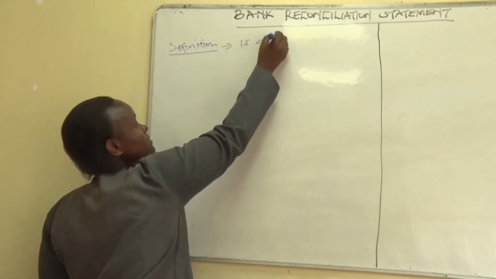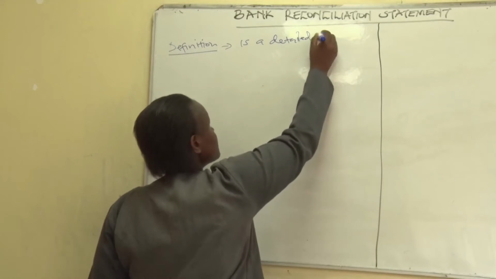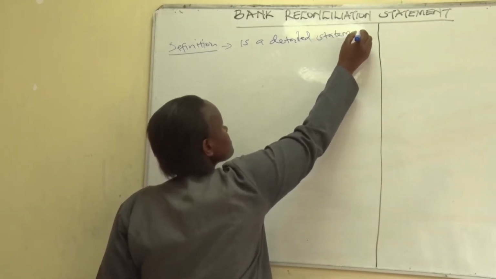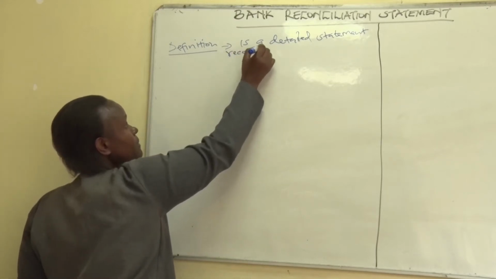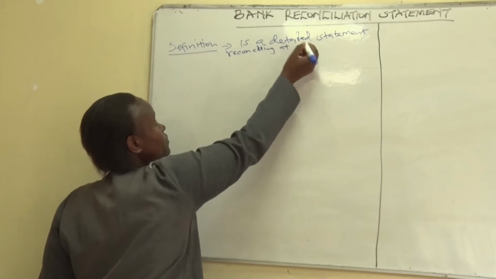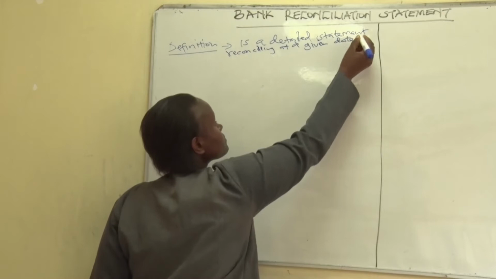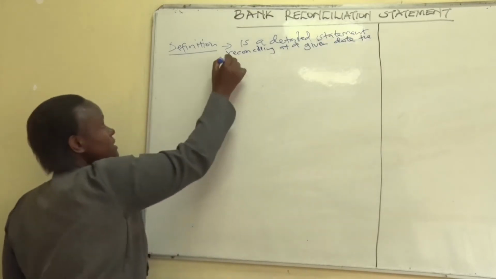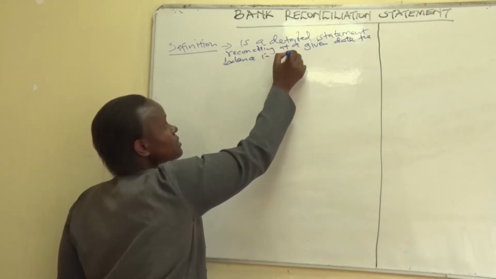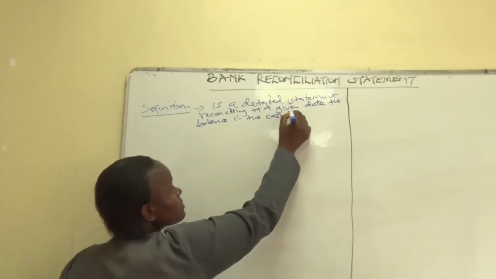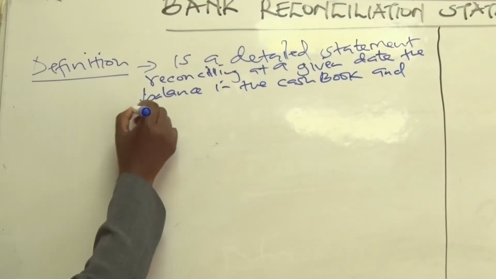So, it's a detailed statement reconciling, at a given date, the balance in the cash book and that in the bank statement.